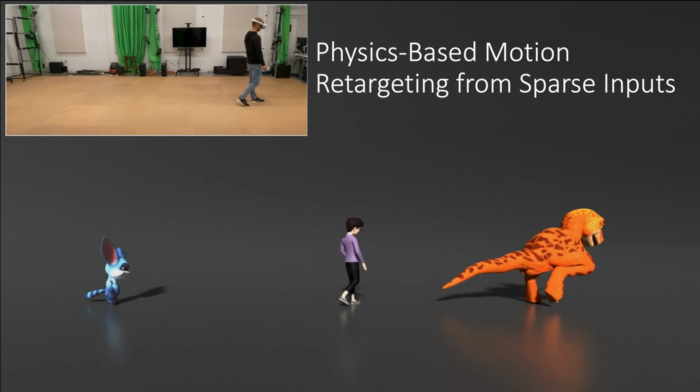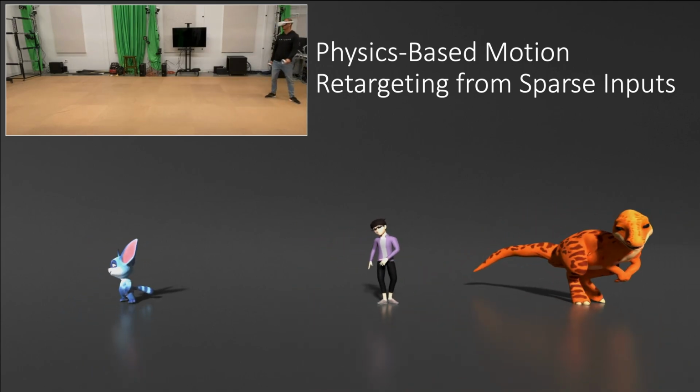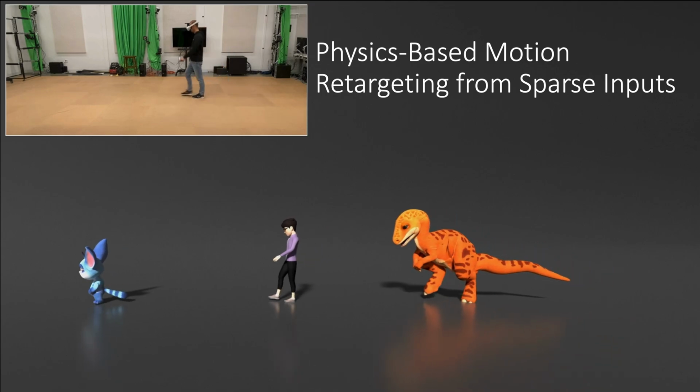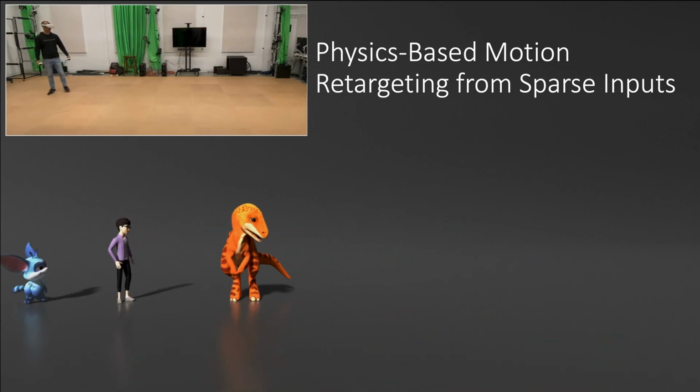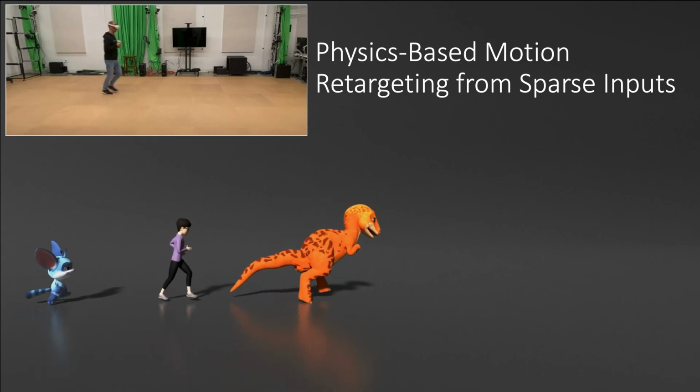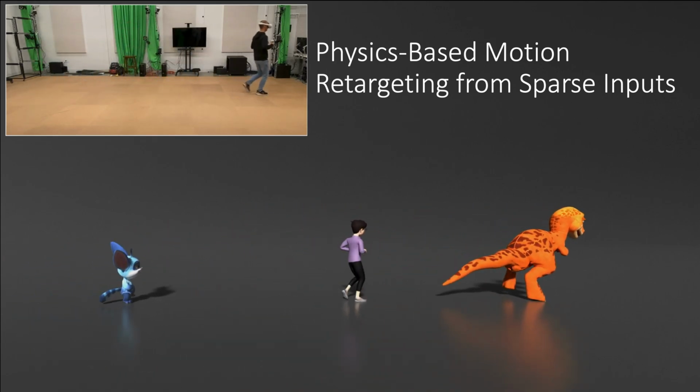We present physics-based motion retargeting from sparse input. In this work, we introduce a framework that allows users to control virtually simulated characters of different morphologies from only a three-point input of an AR/VR device, in real time. Let's see how it works.